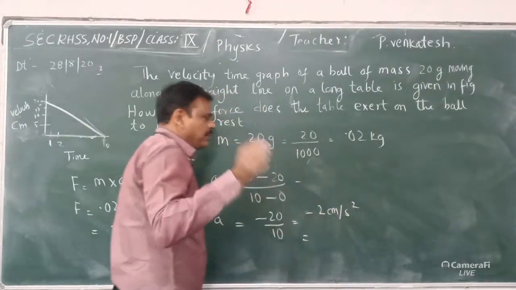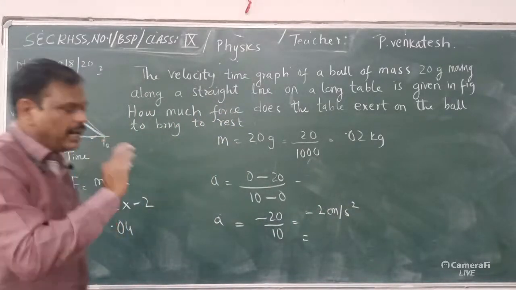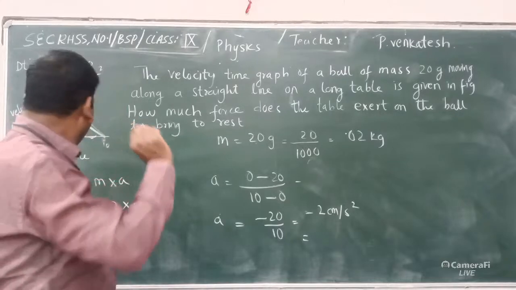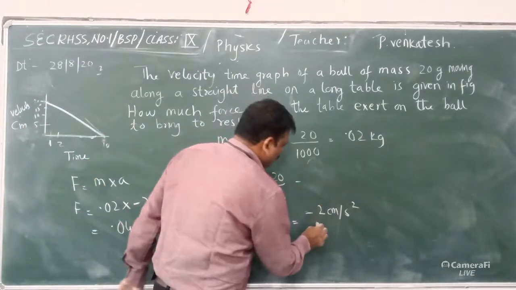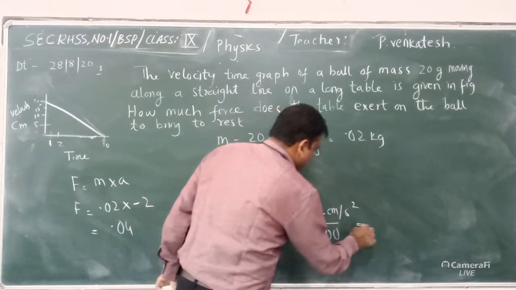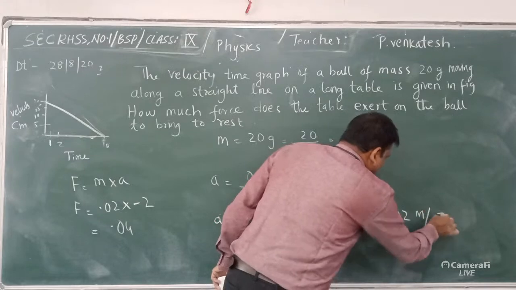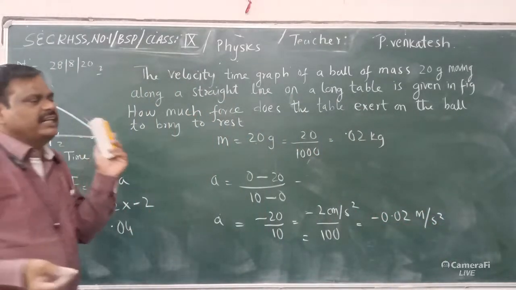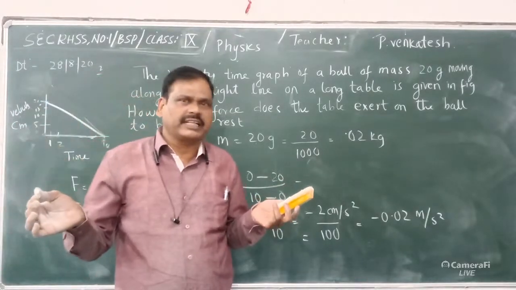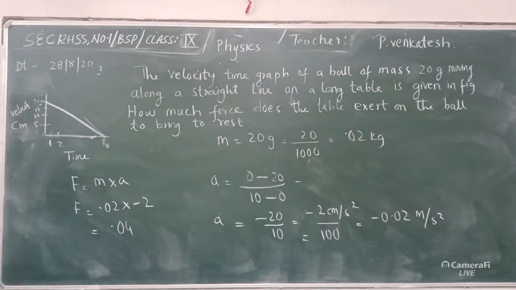Now convert into meter per second square. Had it been meter per second, this would be your correct answer. But I have seen that in the graph, it is written in centimeter. So convert: minus 2 by 100, that is equal to minus 0.02 meter per second square. This is the acceleration. Okay, whenever it is centimeter, convert into meter per second square. When it is kilometer, you convert into meter per second.